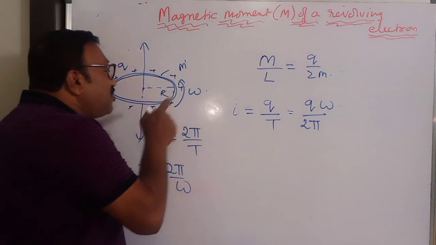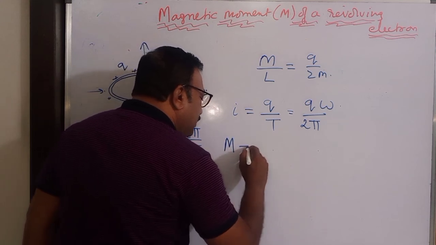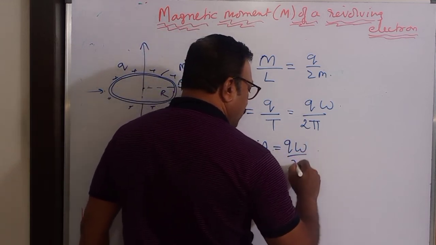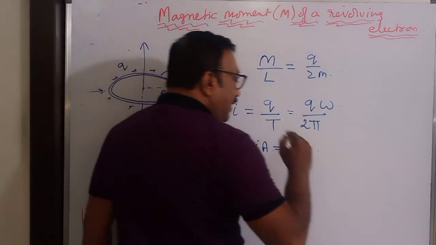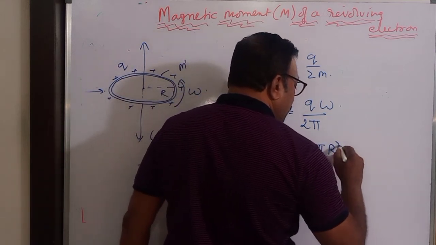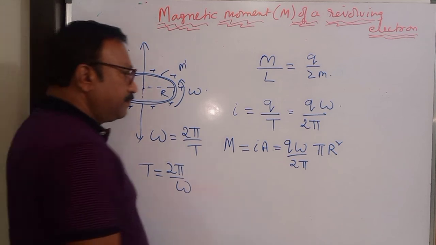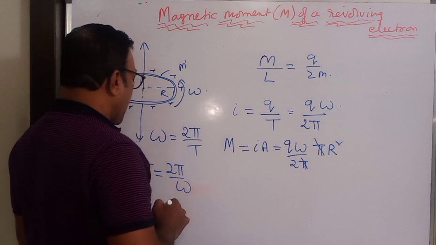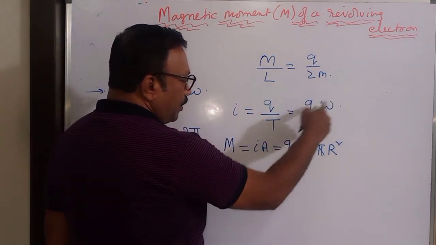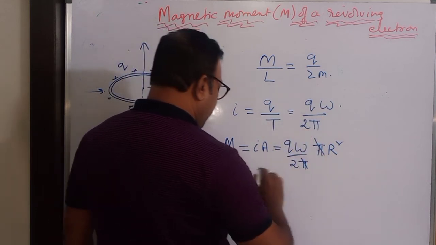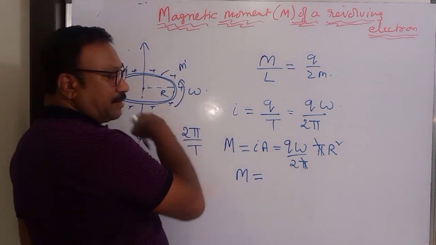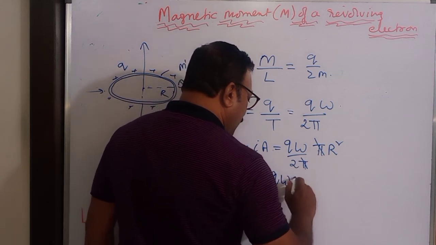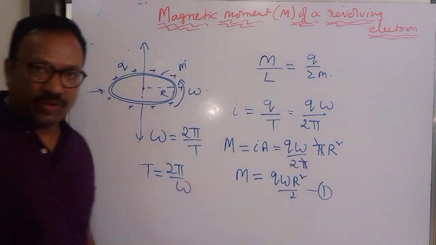When you have an imaginary current in the circular ring, it will have a magnetic moment, that is I into A. I is Q omega by 2 pi, and A is pi r square, the area. So the pi gets cancelled. Therefore, the magnetic moment of this ring, which behaves like it has an imaginary current, will be equal to Q omega r square by 2. So the magnetic moment is over now.